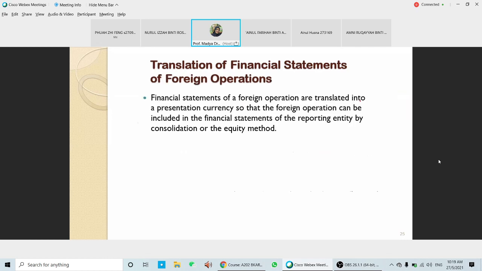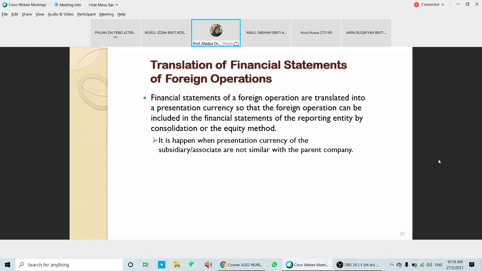And then I said that the financial statements of a foreign operation are translated into a presentation currency so that the foreign operation can be included in the financial statements of the reporting entity when we prepare the consolidation or use the equity method. So it happens when the presentation currency of the subsidiary is different.